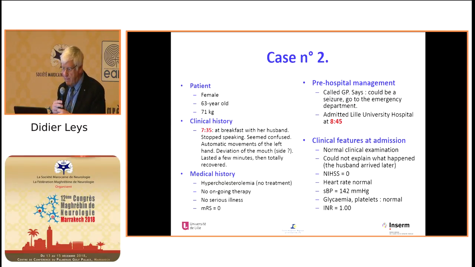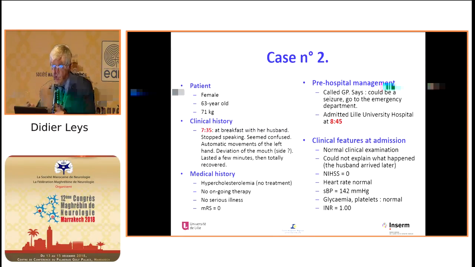It was involuntary. Then the husband said the mouth was deviated. He could not say in which sense. She had polycythemia, but she was not treated. She had no other ongoing therapy, no serious illness. The Rankin scale was 0 before. And the husband was not expecting a stroke. It was my diagnosis when I saw the patient also.